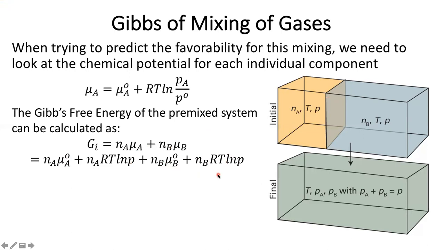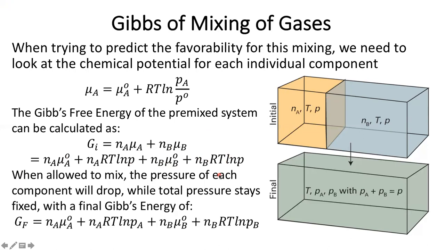However, in order to get an idea of the mixing, I have to go ahead and see what's going to happen with the final free energy. So in the final case, we're going to see a very similar expression, but the only thing that really changed is the pressure. Because it's a closed system, the total number of moles of both A and B is going to stay constant, the identity of the species won't change, and it stays in the same thermal equilibrium. So the only thing that ends up changing is we watch a pressure drop.